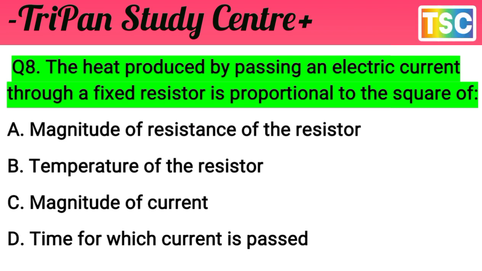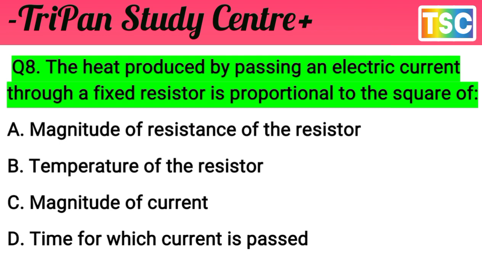The heat produced by passing an electrical current. You know that when electrical current passes, heat is already generated. That's the simple way here. And for a fixed resistance, it is proportional to the square of. Option A, magnitude of resistance of the resistor, that's nothing here. Temperature of the resistor, nothing here.